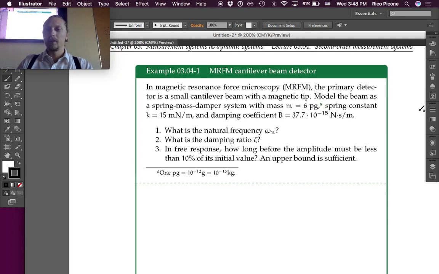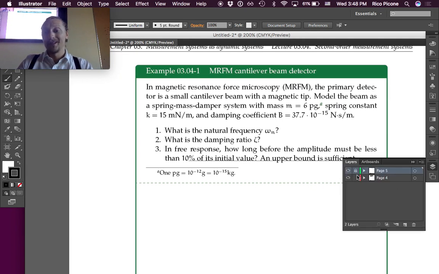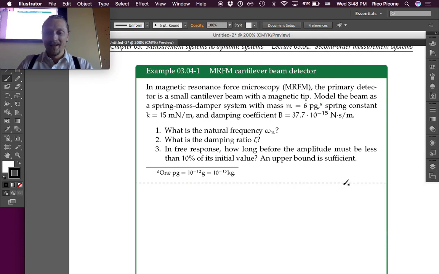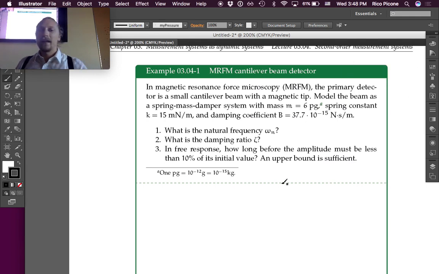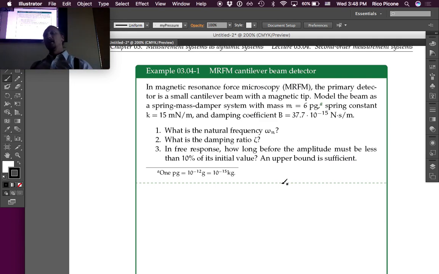So, as proud as I am of the solution I wrote up, it's more useful for you guys for me to do it live. So, in magnetic resonance force microscopy, MRFM, the primary detector is a small cantilever beam with a magnetic tip. Model the beam as a spring mass damper system with mass equal to 6 picograms, spring constant equal to 15 millinewtons per meter, and damping coefficient equal to 37.7 times 10 to the negative 15 Newton seconds per meter.